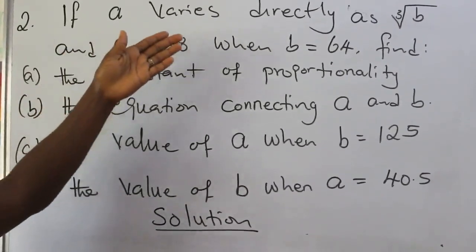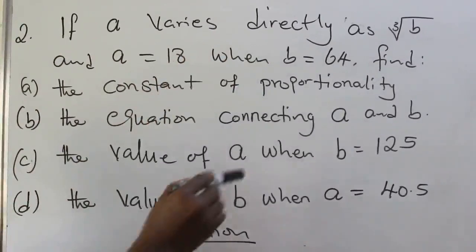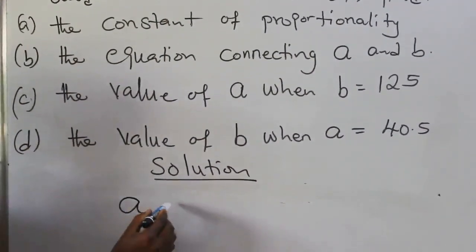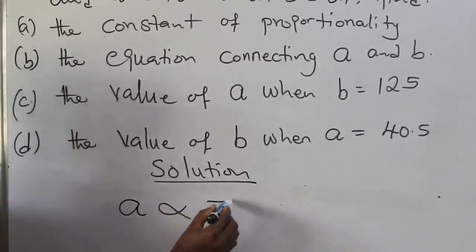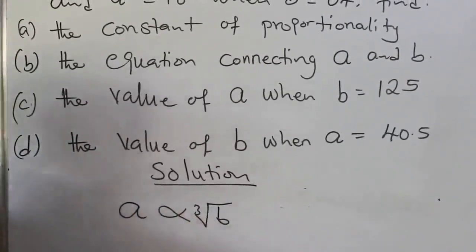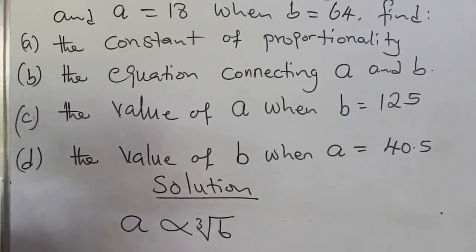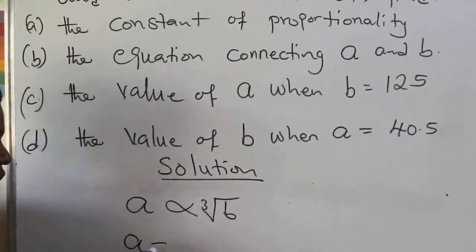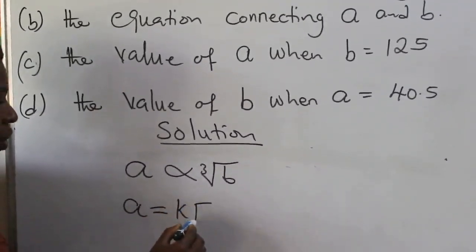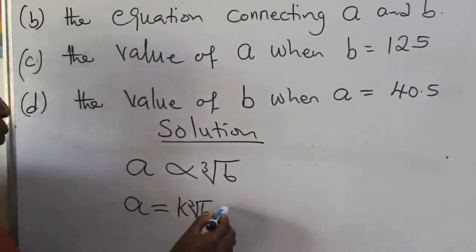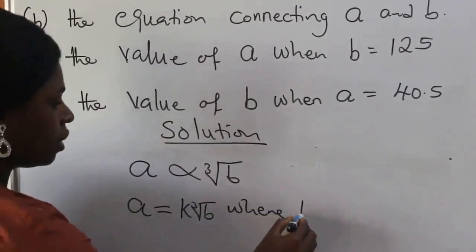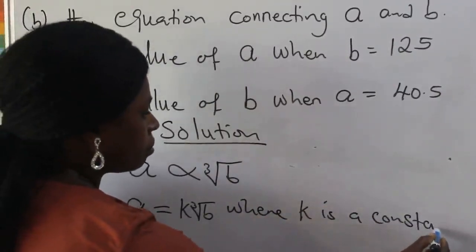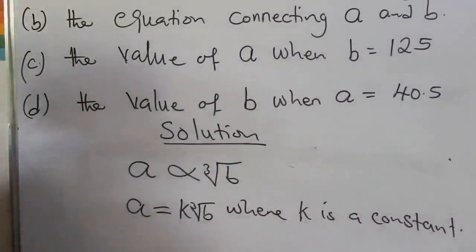Remember, we say A varies directly as the cube root of B. So we write it as A varies directly as the cube root of B. Now we shall introduce our constant. So we have A is equal to K times the cube root of B, where K is a constant. Always remember to write that.